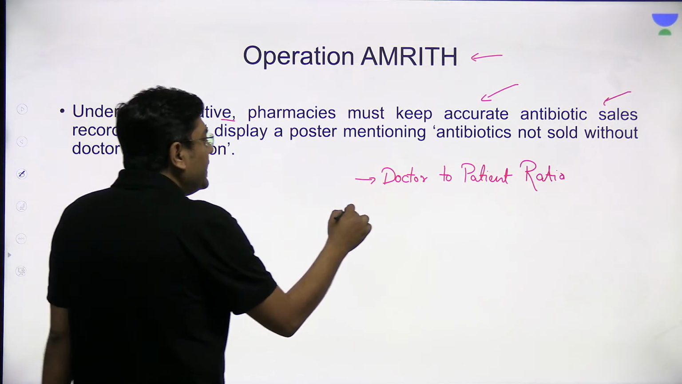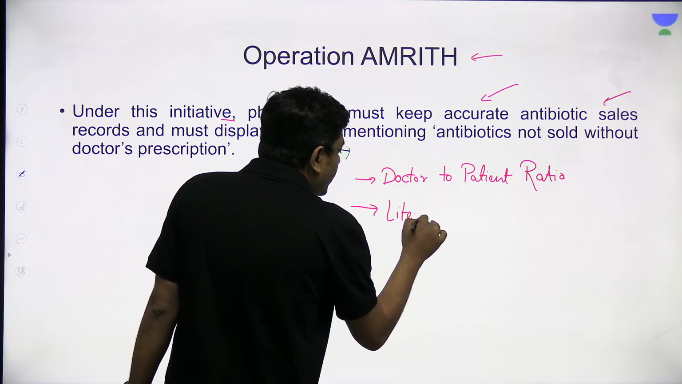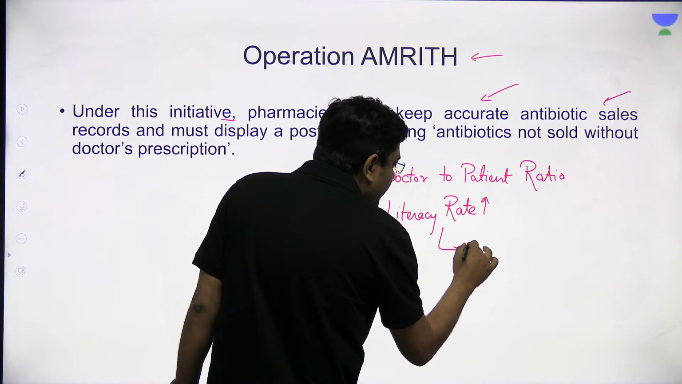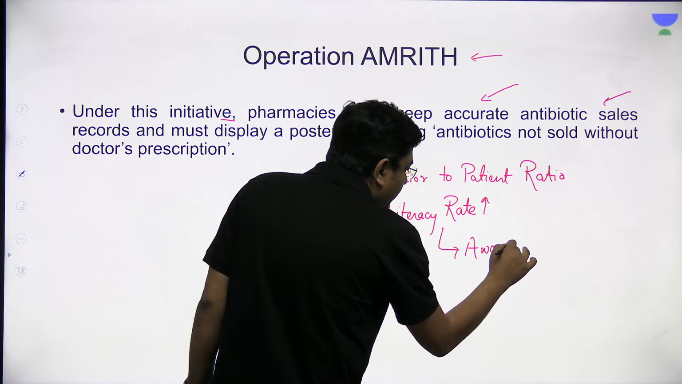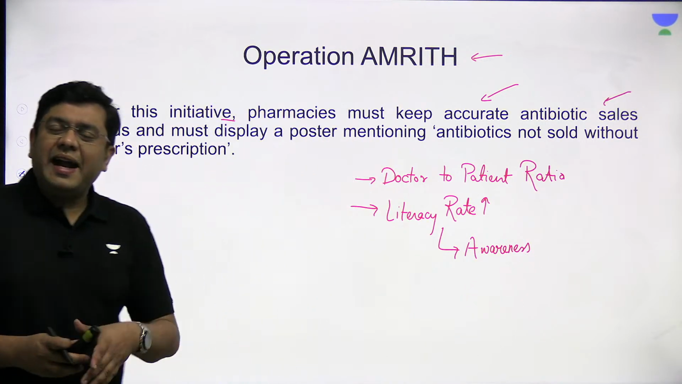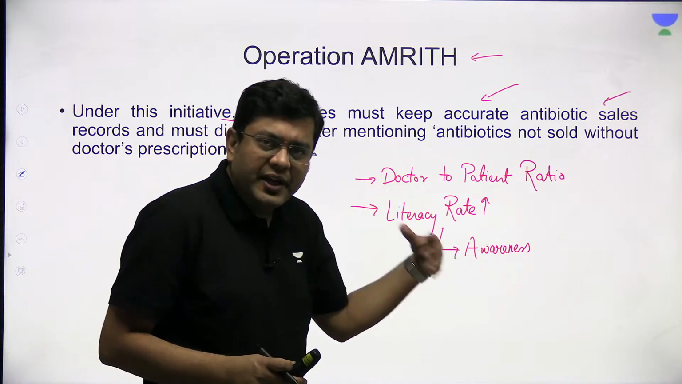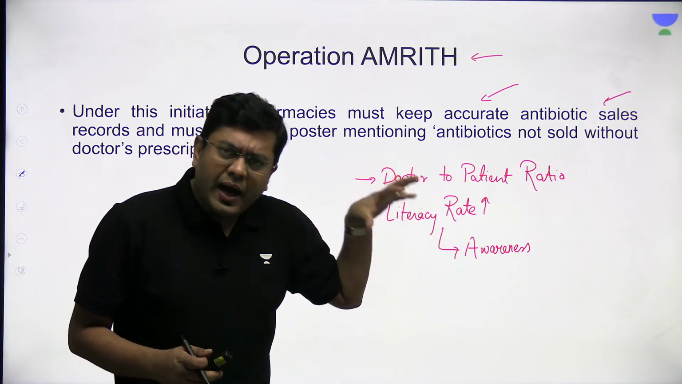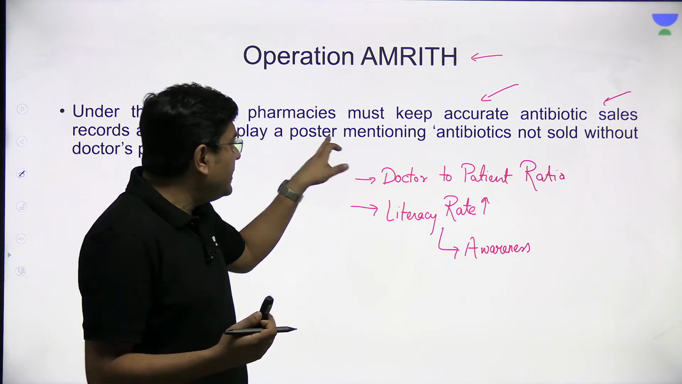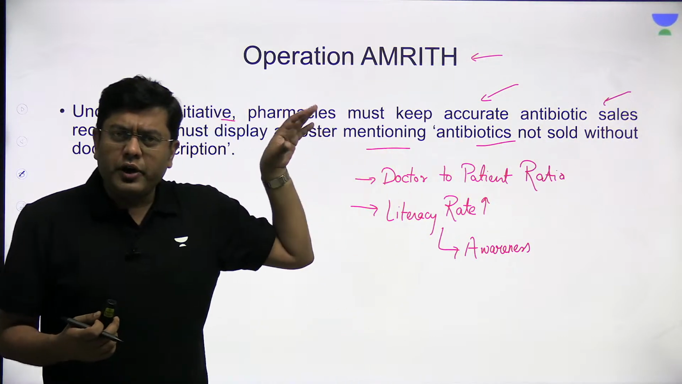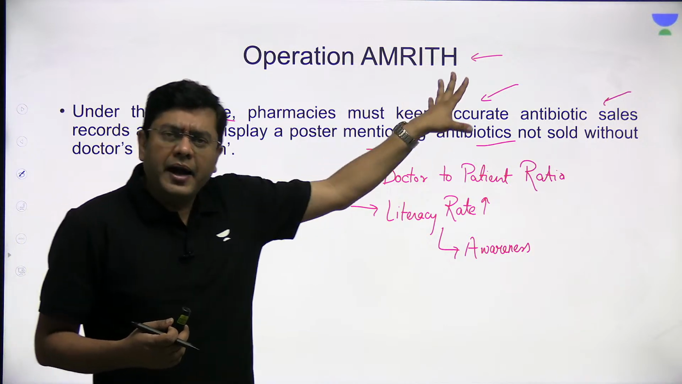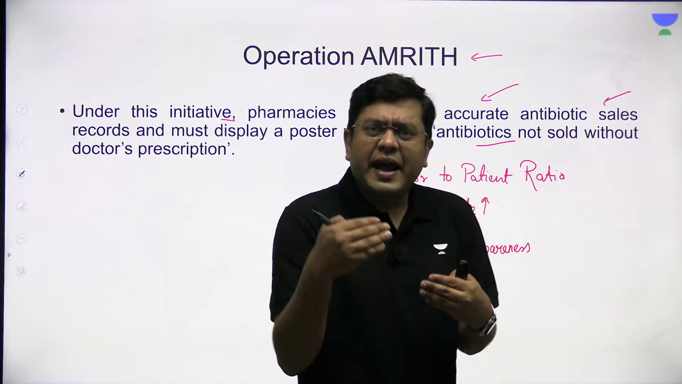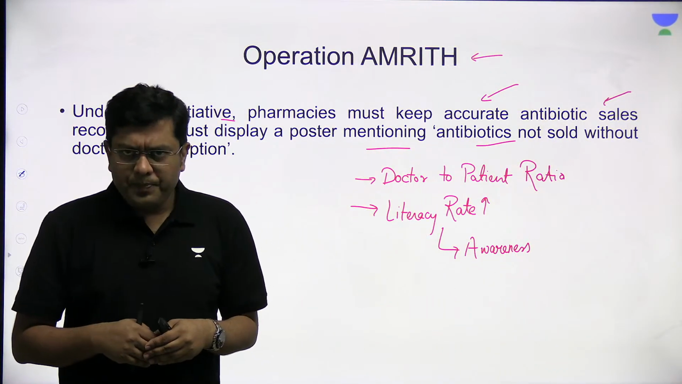Secondly, you have a higher literacy rate. Literacy rate is high. What does that mean? That basically means there is a significant amount of awareness. And that awareness raising can be done significantly and very quickly if the literacy rate is already there. A large amount of awareness can be raised amongst the public by displaying these kinds of statutory warnings, that antibiotic sales, let's suppose, would not be done without the doctor's prescription. So that is where that awareness factor also plays a role.